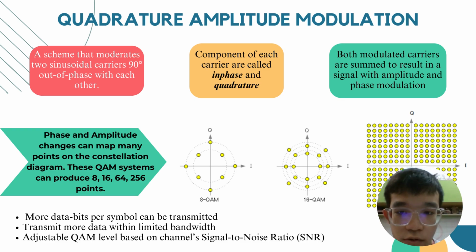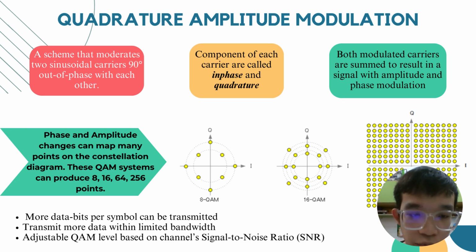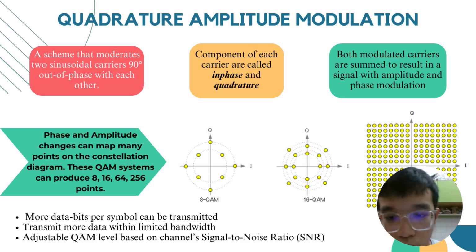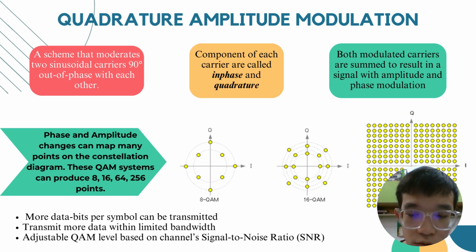So quadrature amplitude modulation is a scheme that modulates two sinusoidal carriers 90 degrees out of phase with each other, and there are two components, which are in-phase and quadrature. Both modulated carriers are summed to result in a signal with amplitude and phase modulation. So phase and amplitude changes can map to many points on a constellation diagram. These QAM systems can produce 8, 16, 64, up to 256 points, leading to an increased number of data bits or symbols that can be transmitted within a limited bandwidth, with an adjustable quadrature amplitude modulation level based on channel signal to noise ratio.